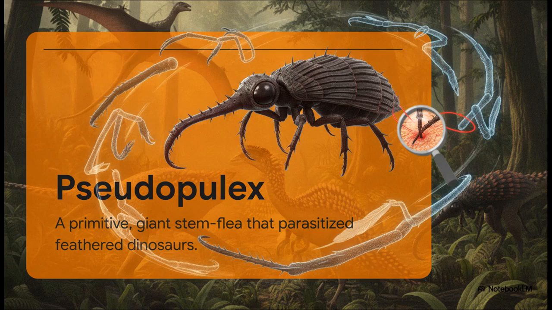This was a primitive, absolute giant of a Mesozoic stem flea. Just imagine a pest so heavy-duty that it needed a long, reinforced proboscis, basically a biological power drill, just to pierce the thick, tough hides of feathered dinosaurs and pterosaurs. Yeah, these prehistoric parasites were the ultimate heavy-duty ancestors of the modern flea.